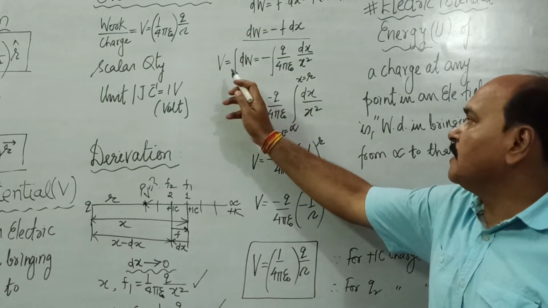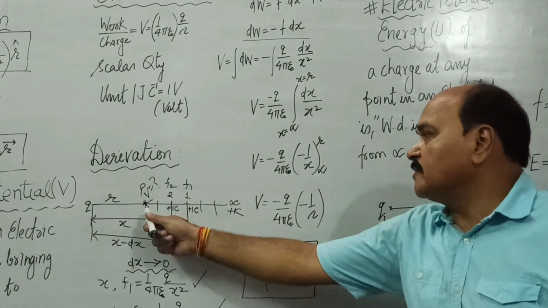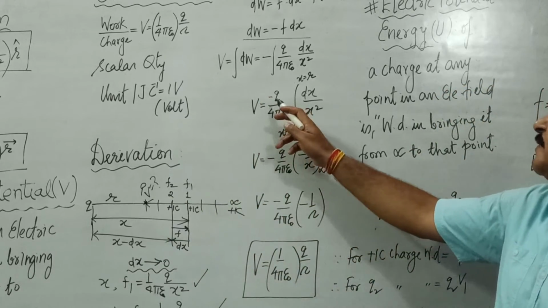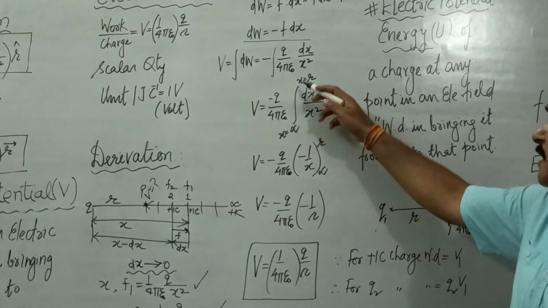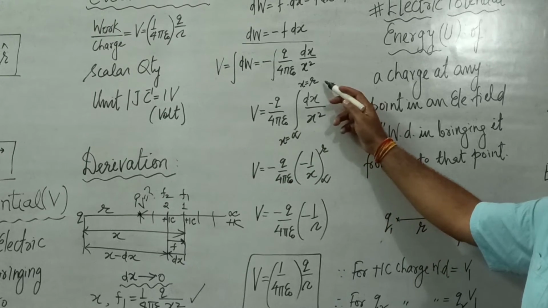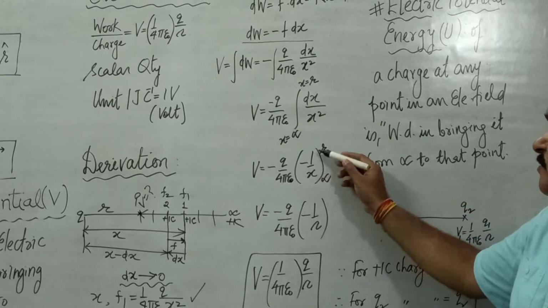And that total work done is what is the electric potential of this point. Well, once we integrate it, we get minus q upon 4 pi epsilon naught dx upon x square, integration from infinity to r. And integration of dx upon x square is minus 1 upon x.